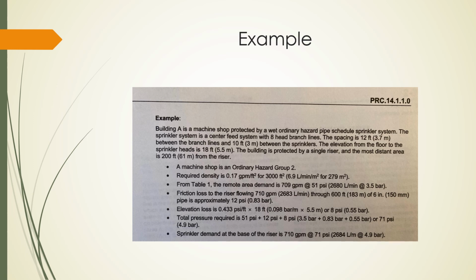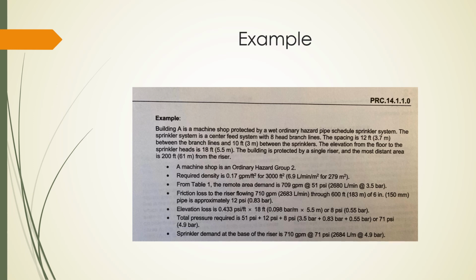Here's an example that they show in that document. A machine shop, wet system, ordinary hazard pipe schedule, boom, those are all the pieces of information we'll need. 8 head branch line, remember that they had 6, 8, and 10 head branch lines. Spacing's 12 feet between branches, 10 feet between sprinklers. The elevation from the floor is 18 feet, and the riser is 200 feet away from the most distant area. We haven't covered that. We're going to do that in the next presentation.